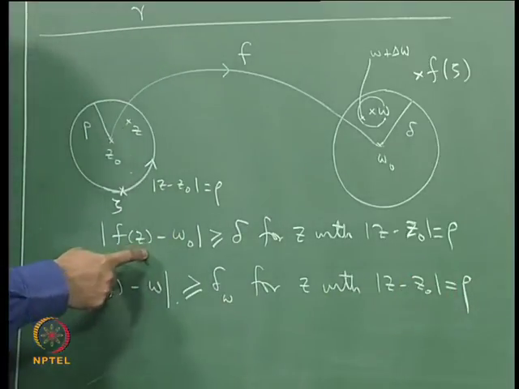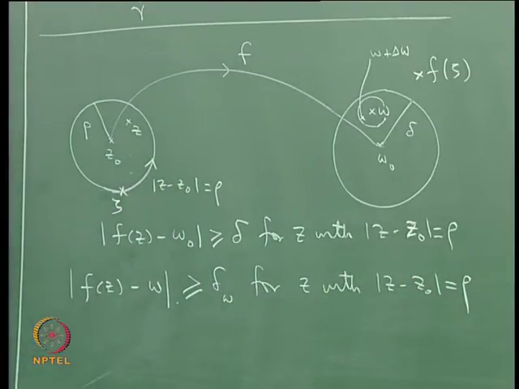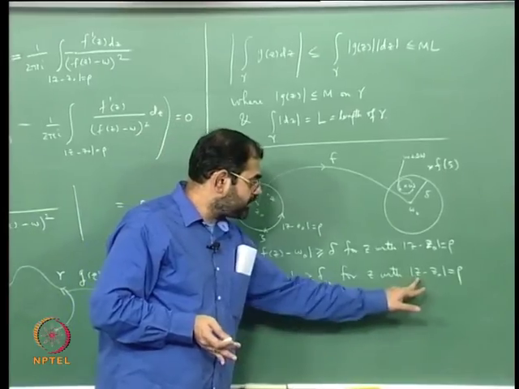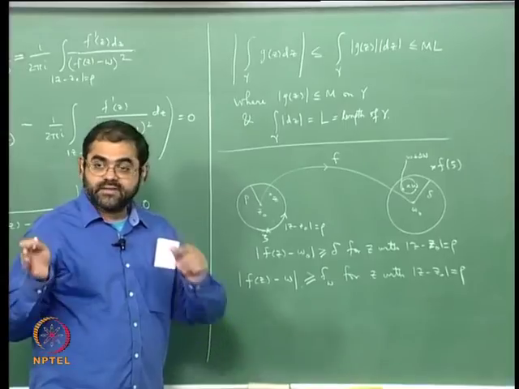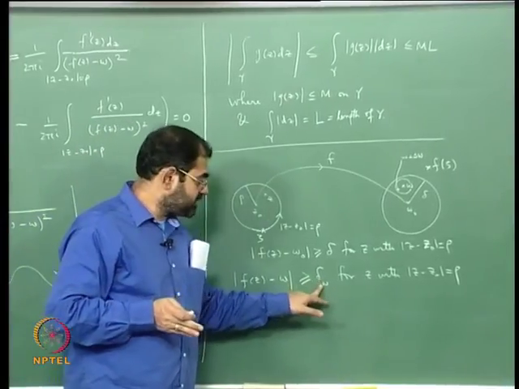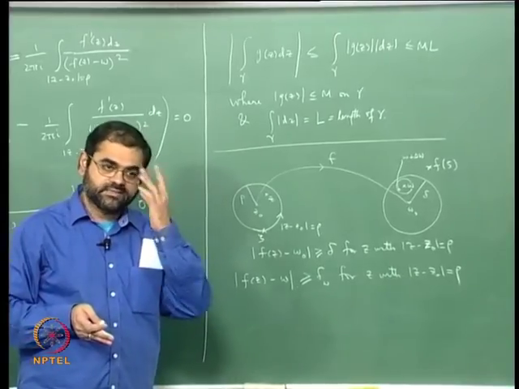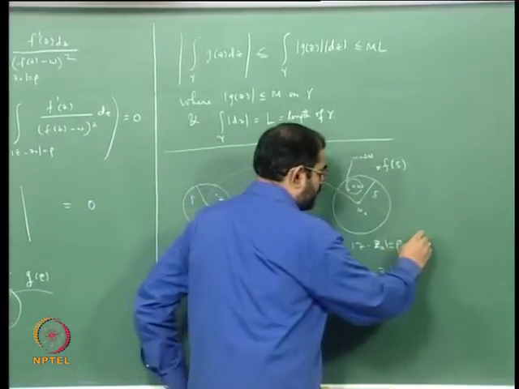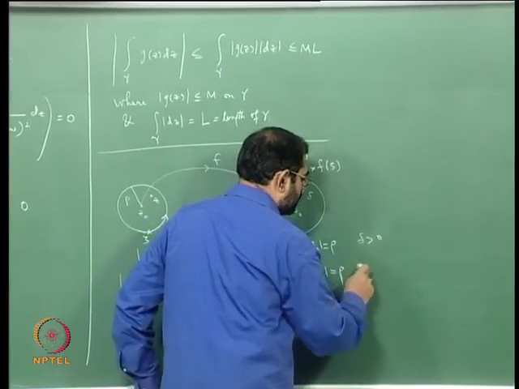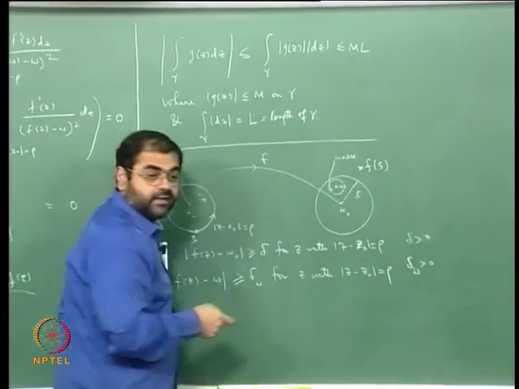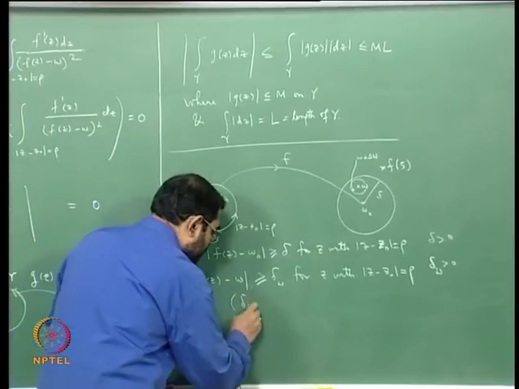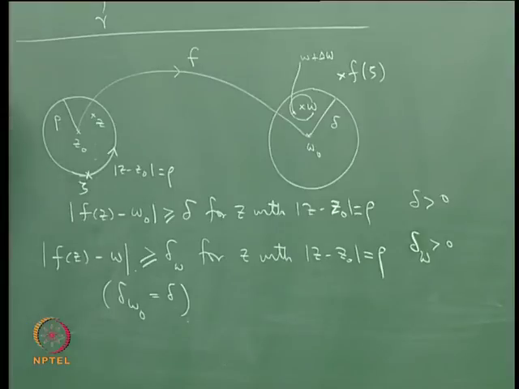This is again by the same reasoning, namely that mod f(z) minus w is a continuous real valued function, and it is not vanishing, it is a non-zero function, and when you restrict it to this circle which is both compact and connected, the image has to be a closed interval, and this delta w is the least value, the left hand point of that closed interval, and it is positive, mind you. Delta w is positive, and if you put w equal to w naught, then delta w is the original delta you started with. Delta w naught is actually delta, that is how we got delta.